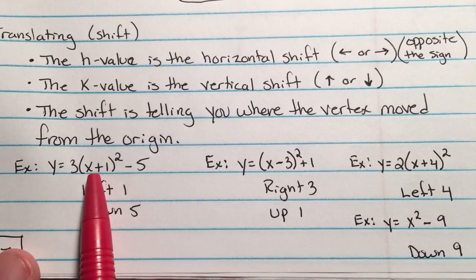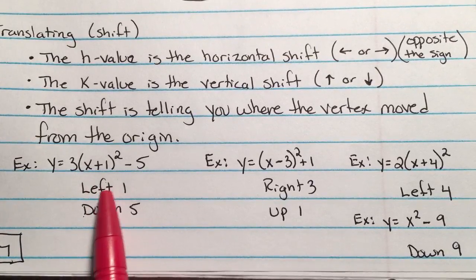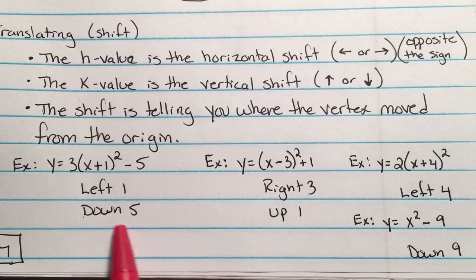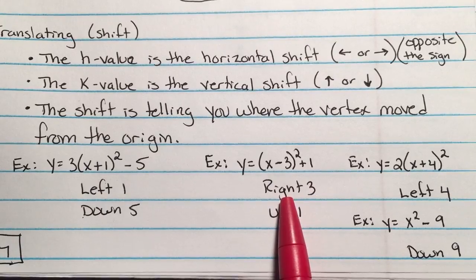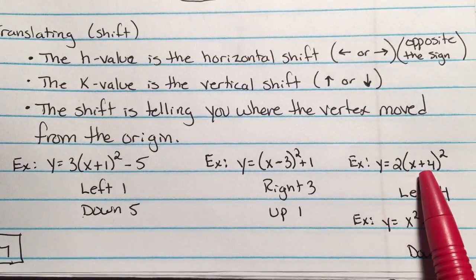So here we see a +1. That means left 1. Remember, opposite the sign, right? This says -5, and it actually means down 5. -3, remember, go opposite the sign, so that means right 3. And +1 means up 1.